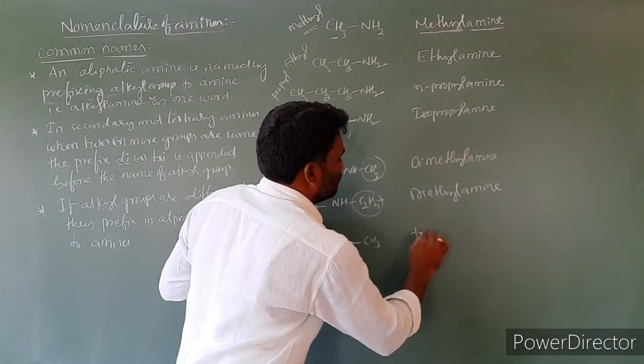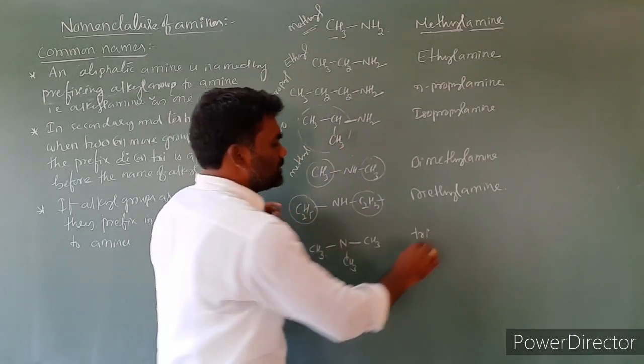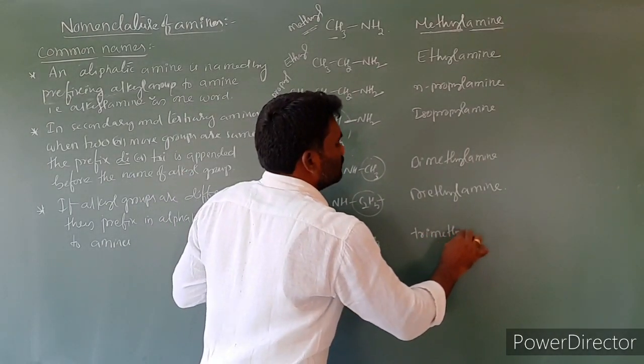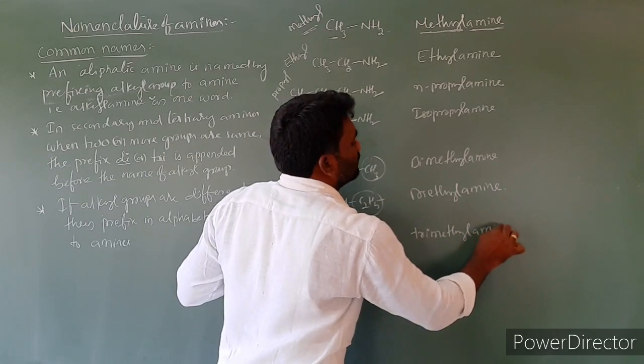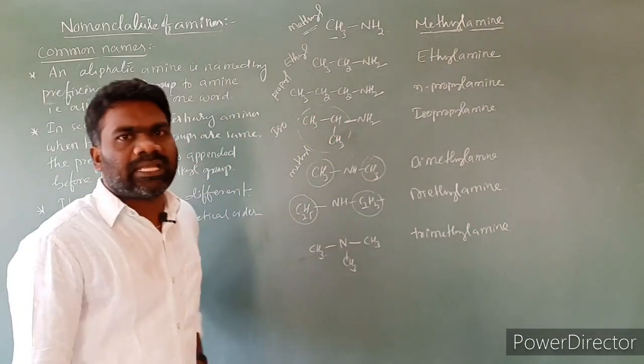Tri, and all are methyl groups. Methyl, and next we have to write amine. So this is trimethyl amine.